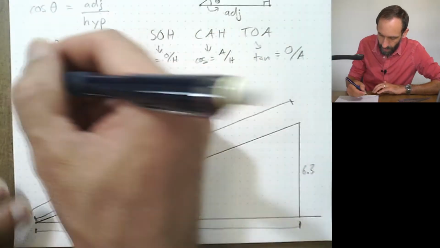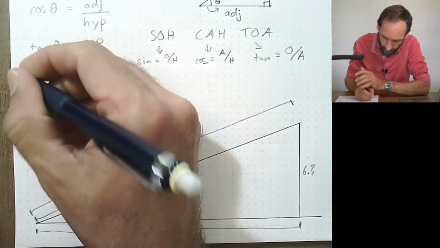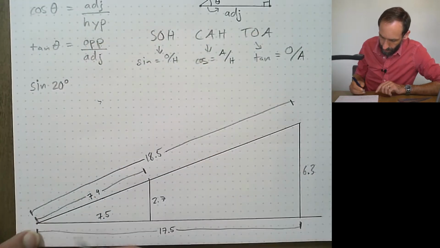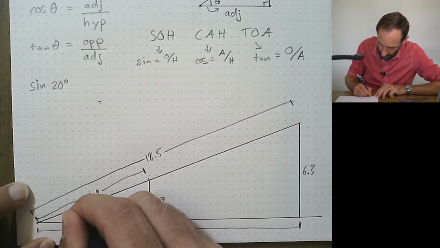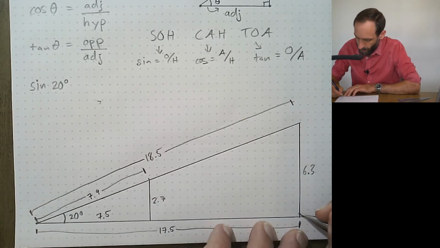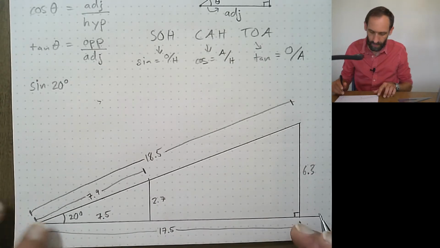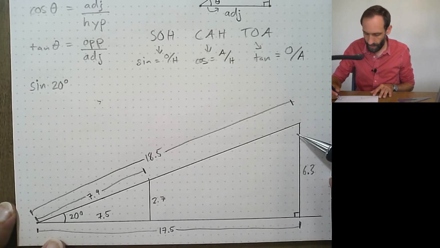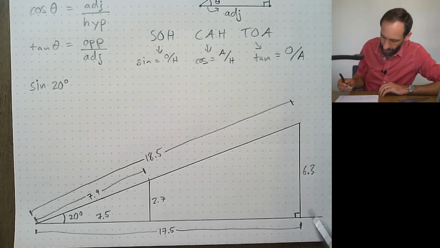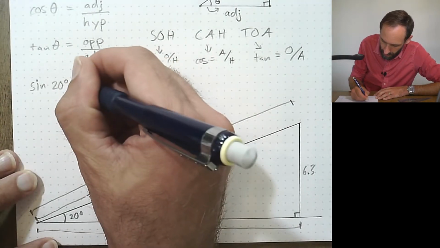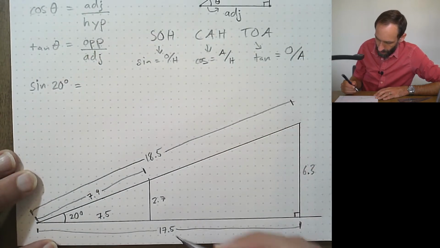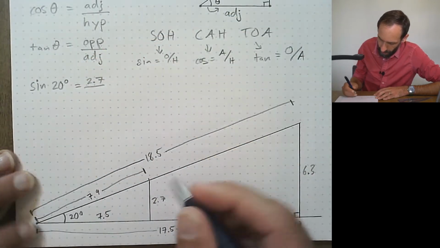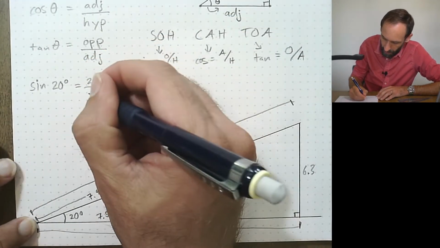Okay, so let's start with sine. The sine of 20 degrees, I should have put that in here. This angle is 20 degrees. This, of course, is my right angle. And since these angles have to add up to 180 degrees, we know that this top one is going to end up being 70 degrees. But we don't need that for our calculations right now. So the sine of 20 degrees is equal to the opposite length, and we'll do the smaller one first, 2.7, divided by the hypotenuse, 7.9.